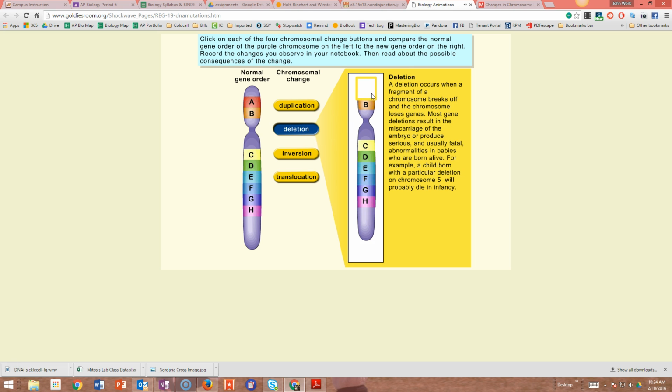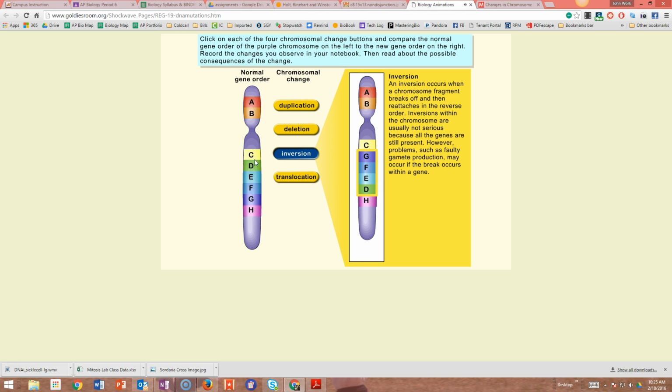Deletion, however, we're shortening the chromosome because we're deleting whatever is in this big chunk of a chromosome. So all the genes that used to be here are gone now. Most gene deletions result in a miscarriage, so that's the prognosis of the embryo, or produce serious and usually fatal abnormalities in babies who are born alive.